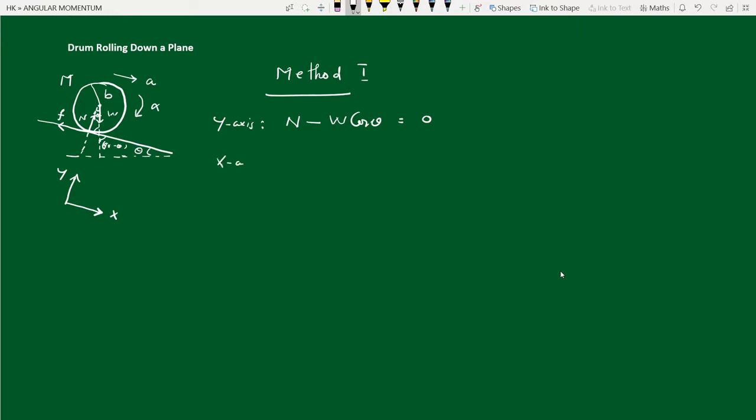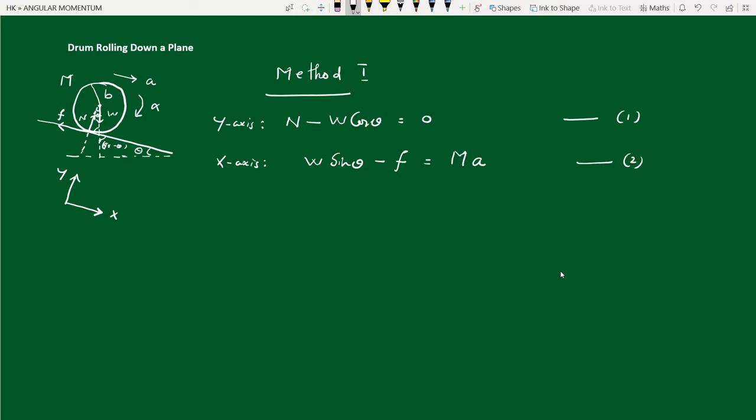Along the x axis, the different forces are W sin theta towards right, and the frictional force is towards left, that is towards minus x direction, and this net force causes an acceleration a, and acceleration is towards right, plus x direction. So these are the different forces acting along the x axis. Let's not worry about the motion along the y direction. There is no acceleration along the y direction, so those two forces will cancel. Let's call it equation 1. This is equation 2.